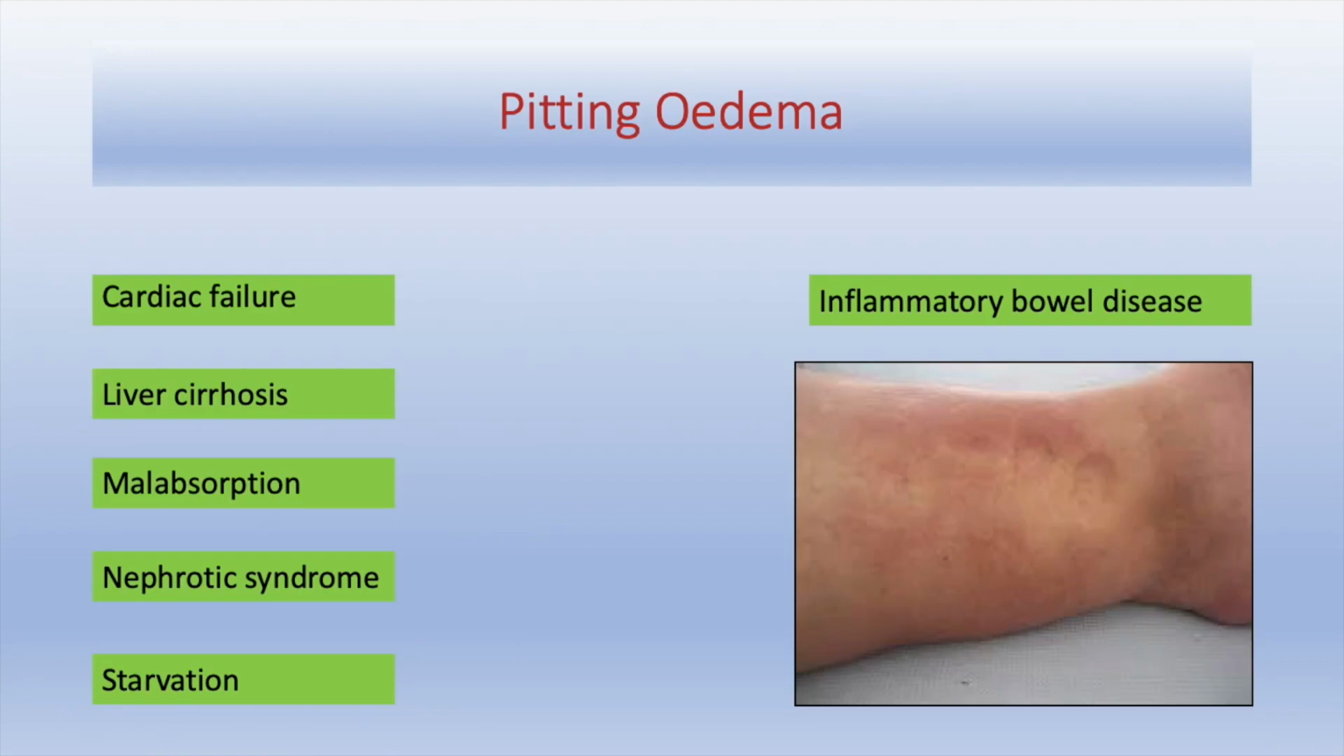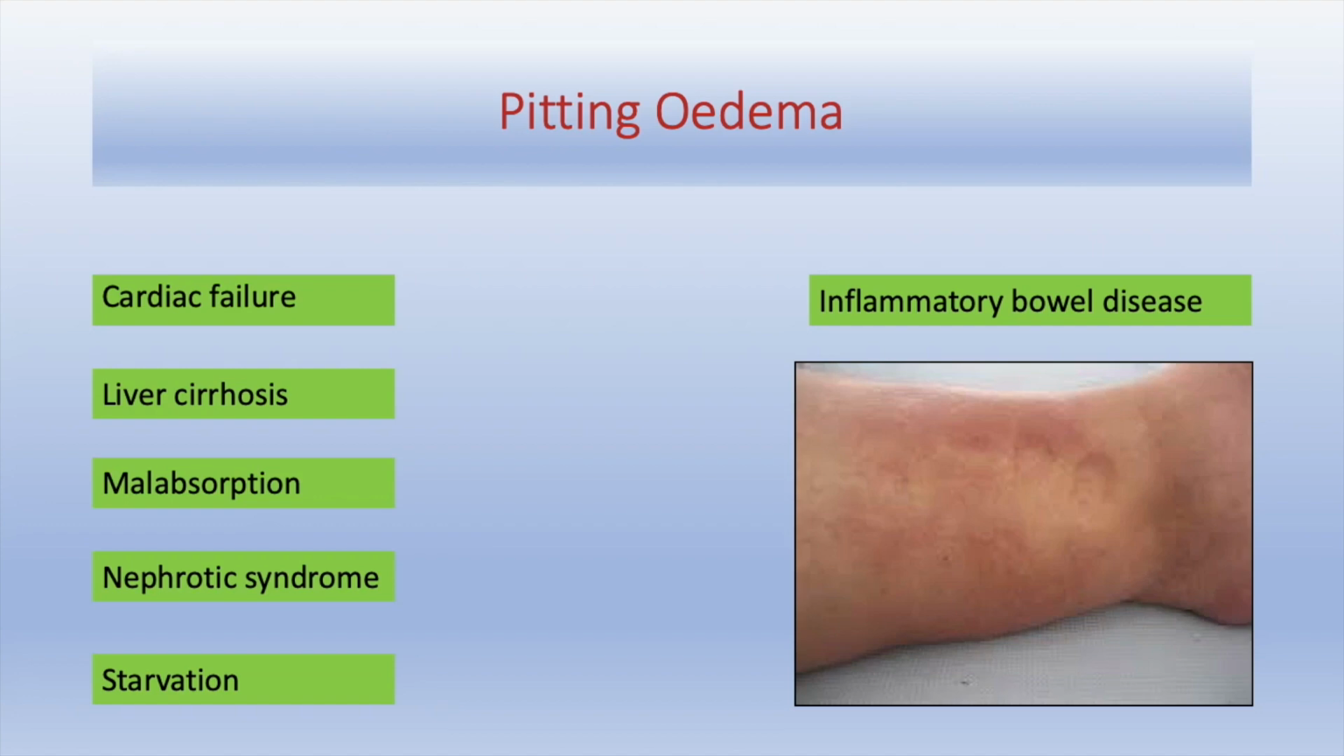There are two types of edema. One is pitting edema and the other one is non-pitting edema. The difference simply being, with pitting edema, as the name indicates, when you push on the edematous area, the skin indentation remains for a period of time, so it leaves an impression of the pressure on that particular area.